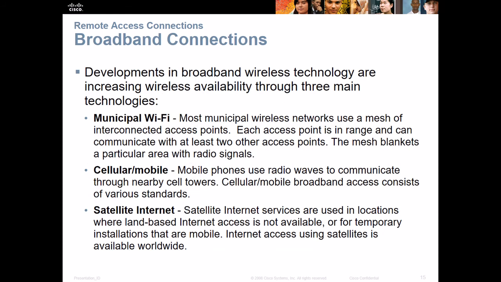All right. Anyway, broadband connections also include wireless technologies that are out there. There are three different types. The municipal Wi-Fi. So this is a mesh of interconnected access points. These access points, just like hotspots, you may think of your service provider having a lot of hotspots around the city, and they interconnect to each other. So if you are within the city, you'll be connected wirelessly to your network.